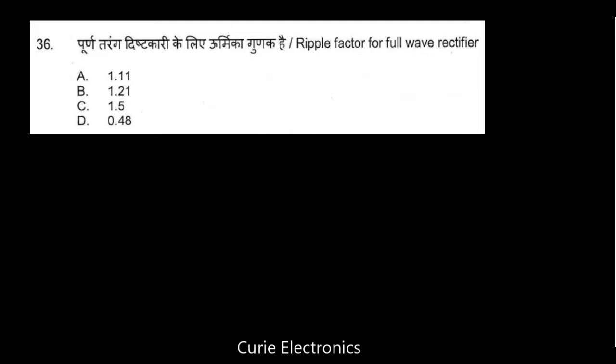Question number 36. Ripple factor for a full wave rectifier. What is the ripple factor of a full wave rectifier? For a full wave rectifier it is 0.48, and this is for the half wave rectifier. And this 1.11 is known as the form factor value for AC. Form factor.